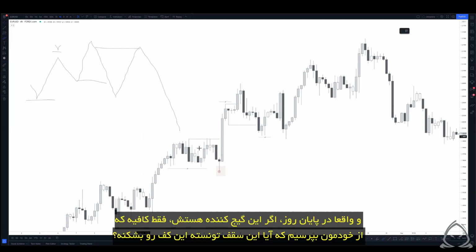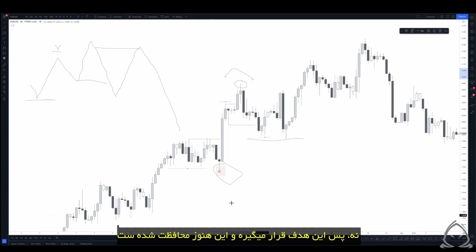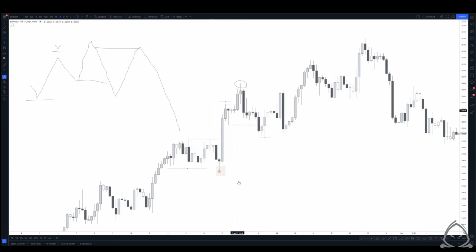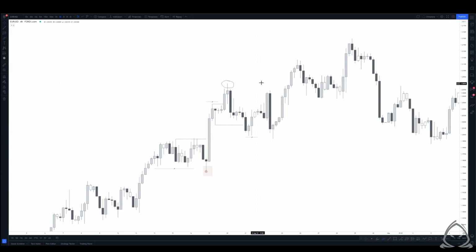And really at the end of the day, if this is a little bit confusing, we just need to ask ourselves from the previous video, is this high successful in taking out this low? No, therefore this will be targeted and this is still protected. And then what we can see if we just continue moving on is that price then breaks to the upside.